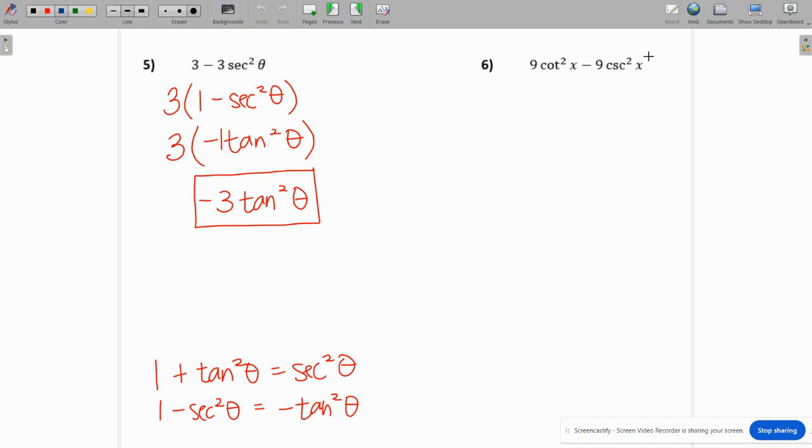Number 6. So I see they both have a 9. So if I factor out 9, we would have cotangent squared of x minus cosecant squared of x.